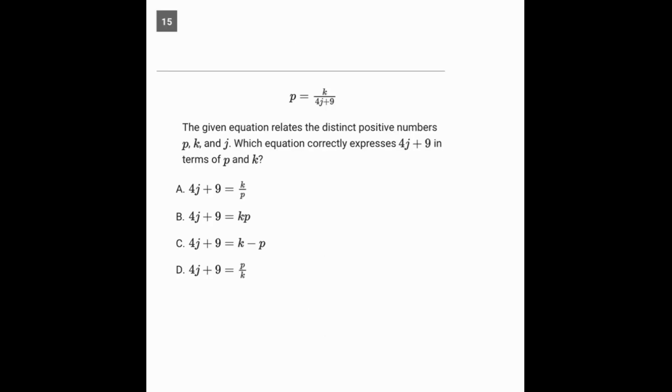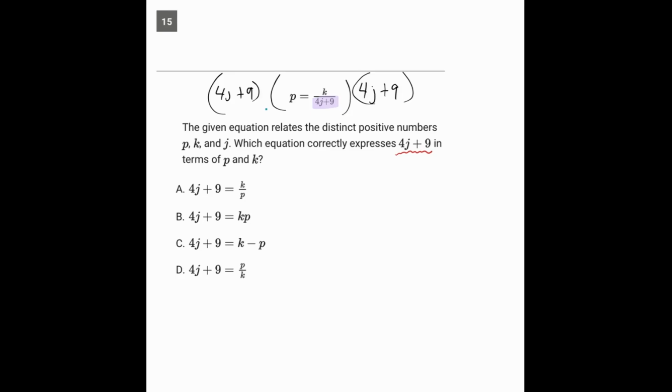Now going to question 15. Here, we're being asked for 4j plus 9 to be by itself. Now, we tend to refer to that as corralling. Instead of looking for one variable, we're looking for kind of like one group to be there by itself. Well, to get that out of the denominator, the easy thing to do is to multiply both sides by exactly that, by 4j plus 9.